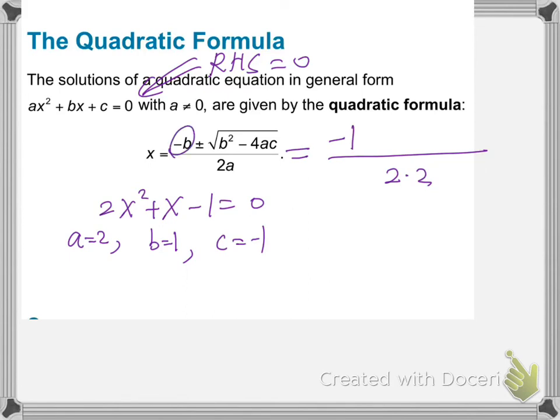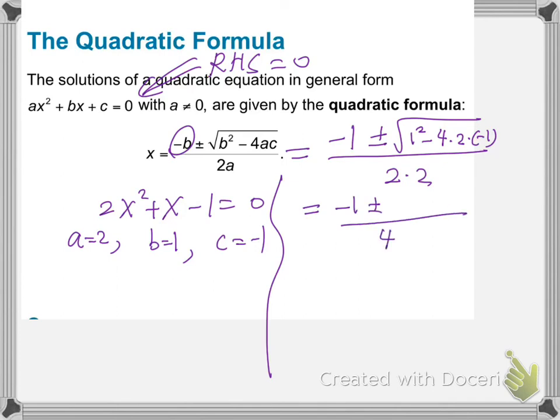Okay, this is negative b, not b. And then plus or minus the square root of b squared, so it's 1 squared minus 4 times a, so 4 times 2, times c. c is negative 1. Okay, just calculate this. Let's simplify the radical part a little bit. The denominator is 4, 2 times 2.